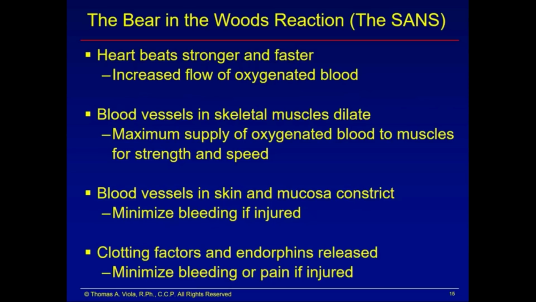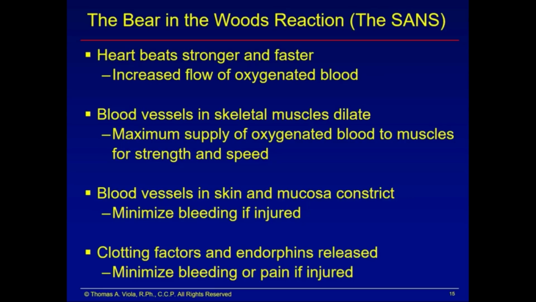Heart beat stronger and faster. I can't tell you how strong my heart was beating, but I thought it was going to blow up in my chest. Blood vessels in my skeletal muscles were dilated. Yeah, think about it, folks. This is fight or flight. So my lungs are dilated, bringing in all this oxygen. My heart is beating stronger and faster to get that oxygenated blood moving. Where? To my skeletal muscles, right? Fight or flight. But remember, at the same time, the blood vessels in my skin and mucosa are constricted. We're trying to minimize bleeding here and trying to conserve blood.